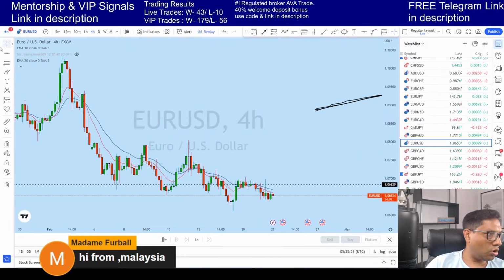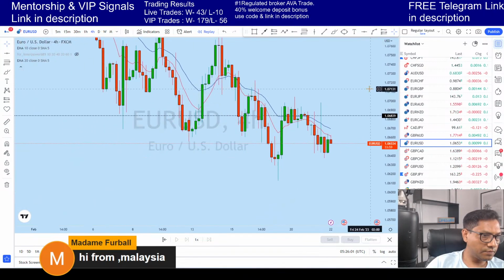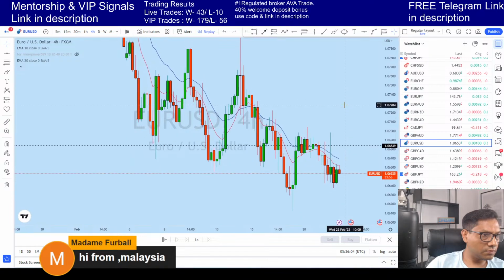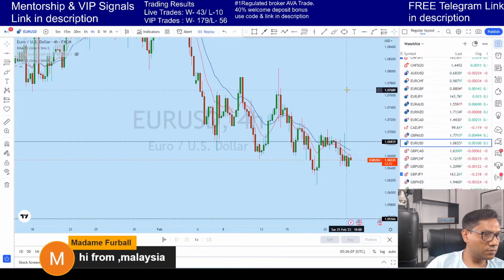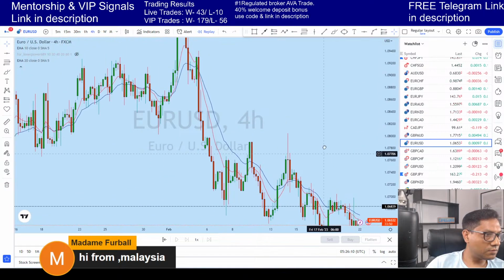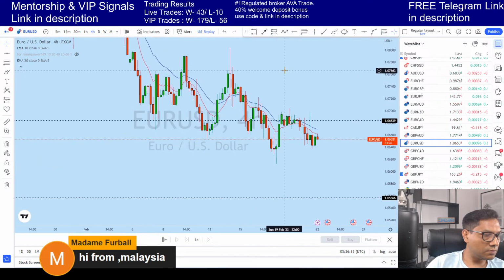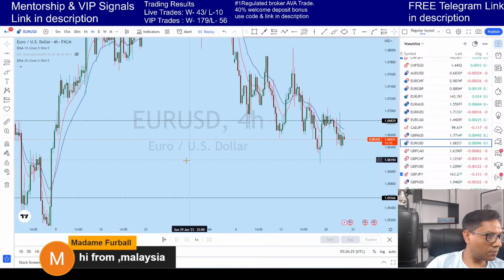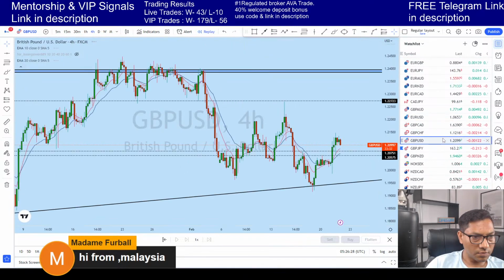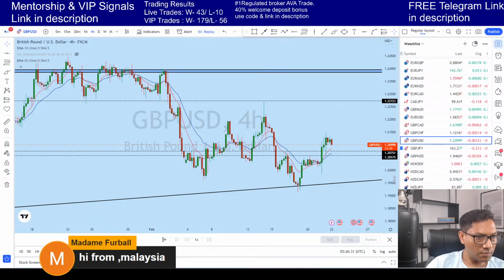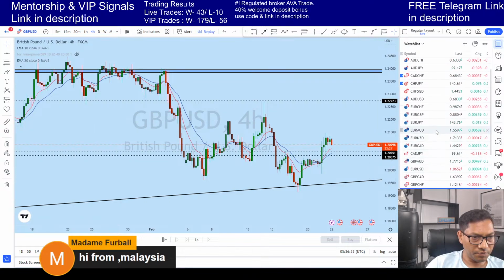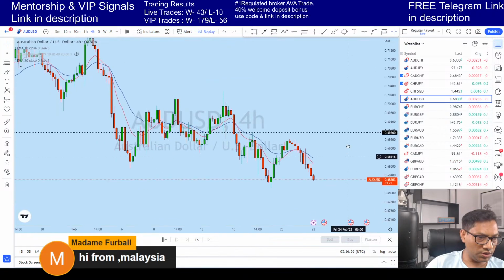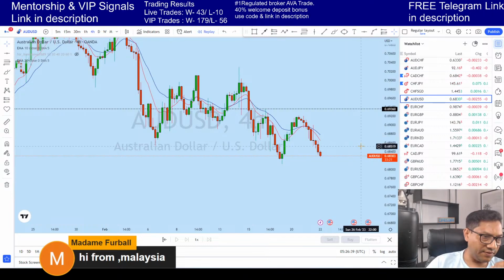So going back to Euro Dollar, like GBP USD, EUR USD, and AUD USD are all showing significantly bearish.